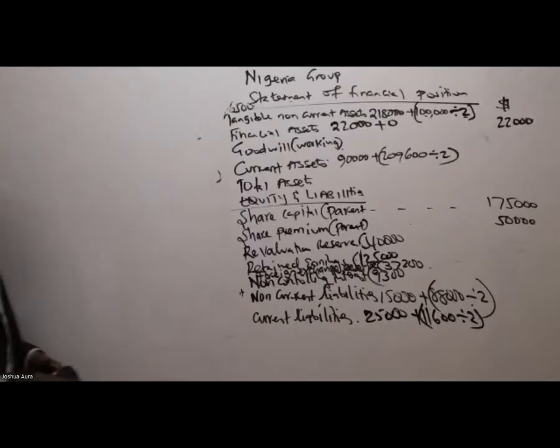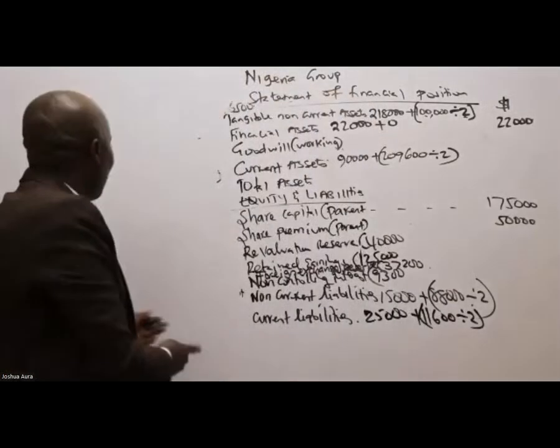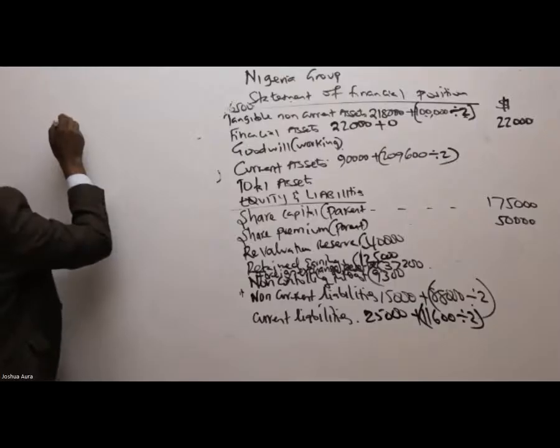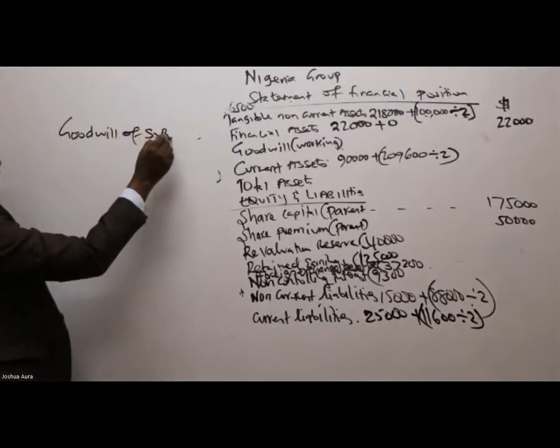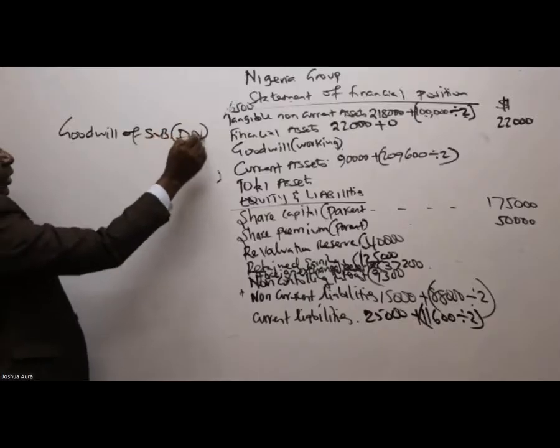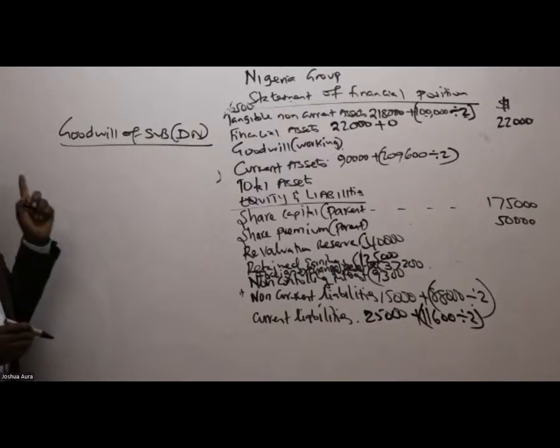Will be the working of goodwill. So let's go to goodwill. Is there somebody who can remind us how we normally calculate goodwill? Remember, this is goodwill of the subsidiary, so we shall use the subsidiary's currency at first, which is the DN, right?